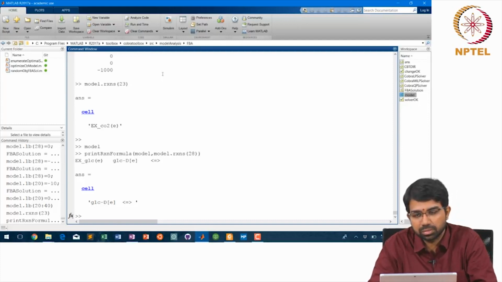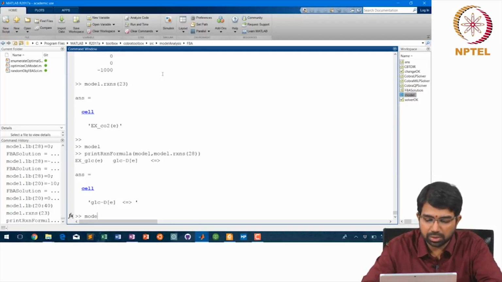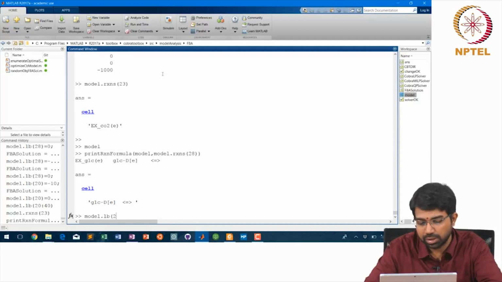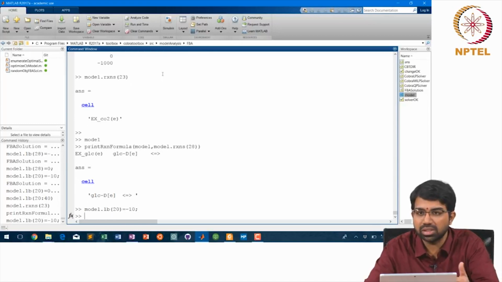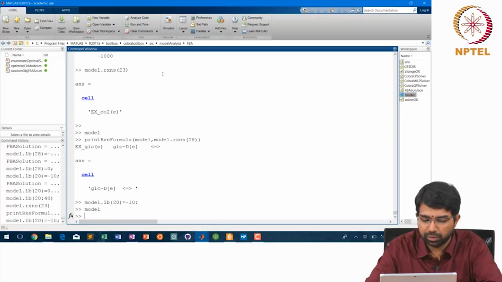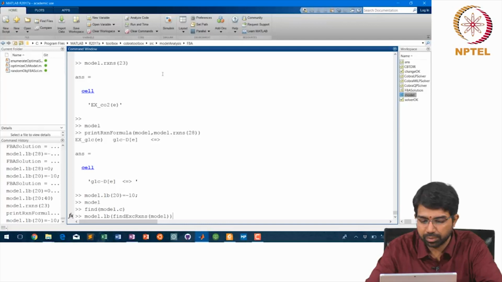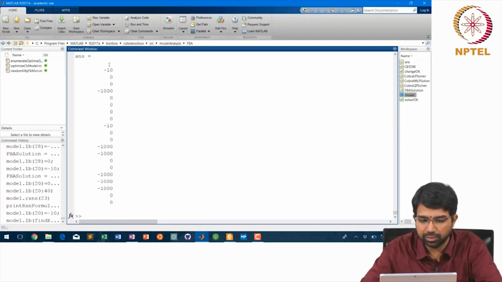Suppose you want to change how much acetate. So first you have a nutrient medium, all the nutrients are there, and then you change the ratio of the nutrients. How would you do that in a model? Let us say I want to add some acetate. So I will say model.lb 20 equals minus 10. So now I have 10 of glucose and 10 of acetate.